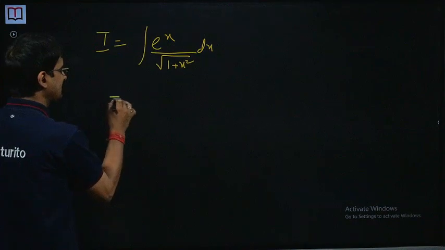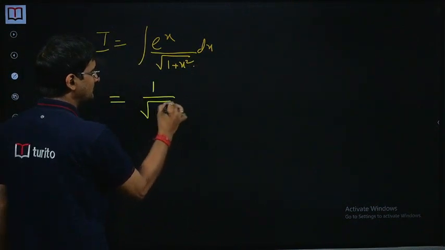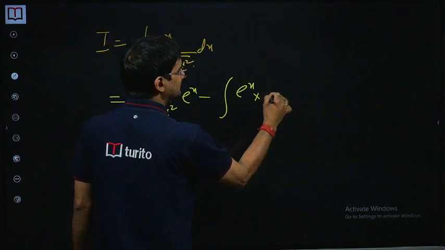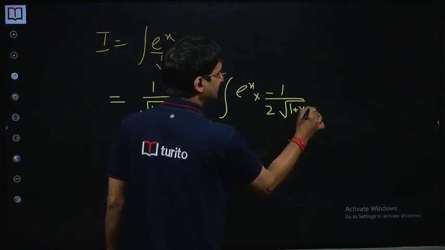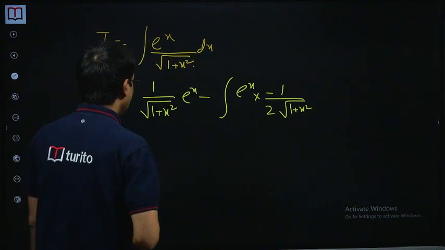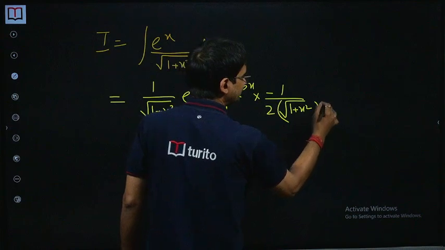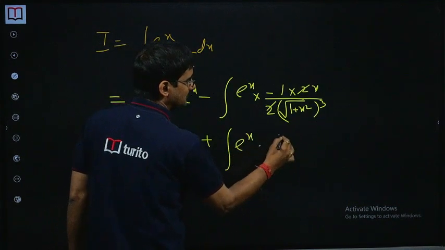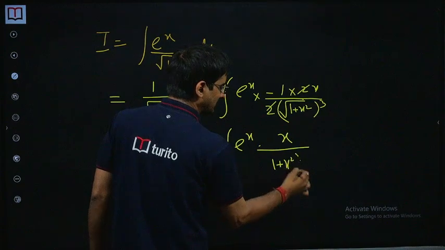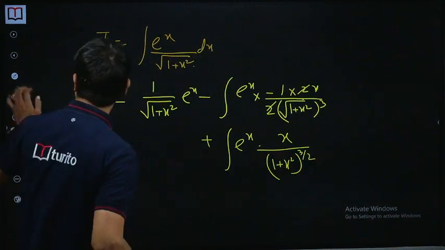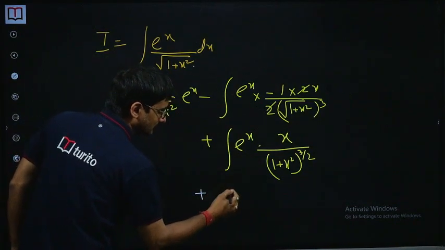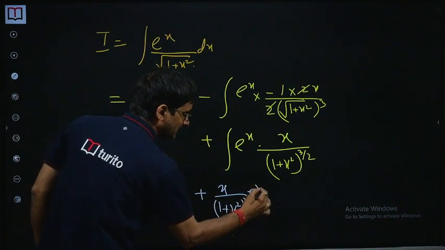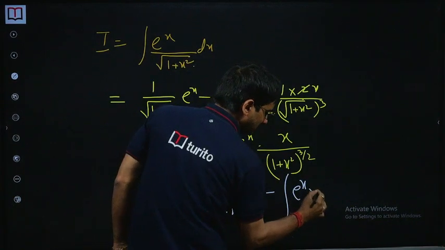Now let's see. Applying by parts, of course this has to be the first function, so 1 upon under root of 1 plus x square, e raised to the power x, minus e raised to the power x times its derivative, which is minus half under root of 1 plus x square cube into 2x. So this is gone. So plus e raised to the power x upon 1 plus x square raised to the power 3 by 2. Now again applying by parts, that's what I said. So plus x upon 1 plus x square raised to the power 3 by 2 times e raised to the power x, minus e raised to the power x integral and then its derivative.